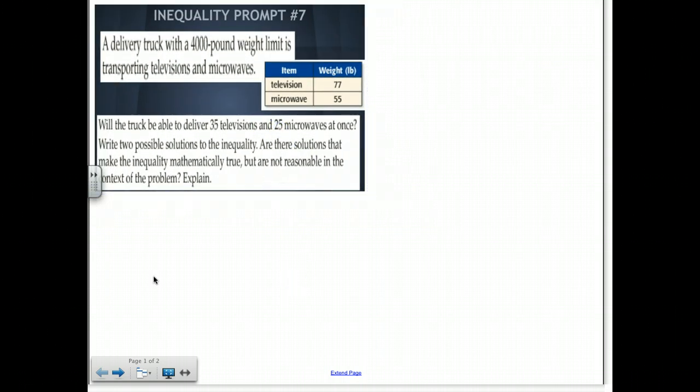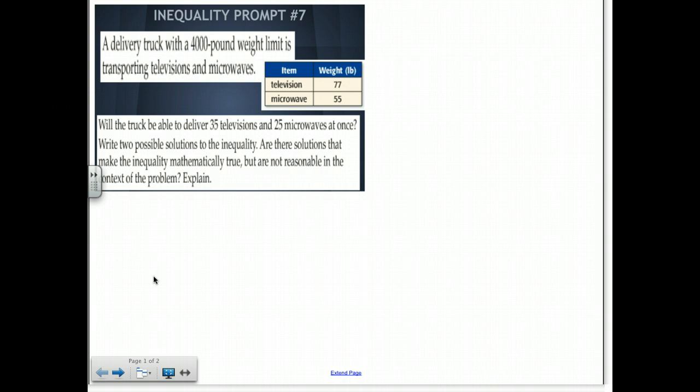So we know the background of this problem. Let's start analyzing this. First of all, here's the first question. Will the truck be able to deliver 35 TVs and 25 microwaves? So how do you actually find that out? What kind of method is involved here to figure out the weight of 35 TVs and the weight of 25 microwaves? Anyone over here? You're all quiet. How do I figure out the weight of 35 TVs knowing that each TV weighs 77 pounds? Multiply it. Multiply what by what?